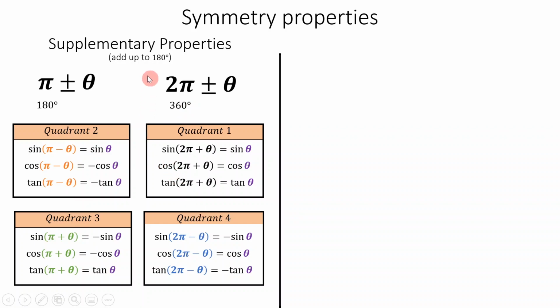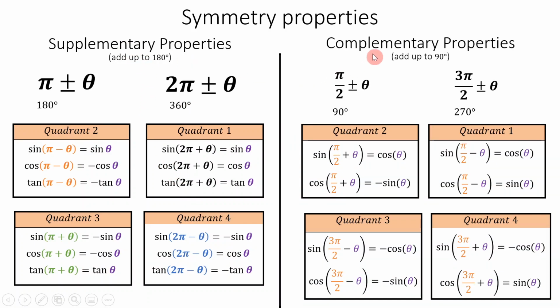So what we're now going to learn about is not supplementary anymore, but complementary properties. Complementary meaning adds up to 90 degrees. So that's pi on 2 plus or minus some angle, pi on 2 being 90 degrees. And also we're going to be learning about its multiples as well. So for instance, 3 pi on 2 plus or minus some angle.